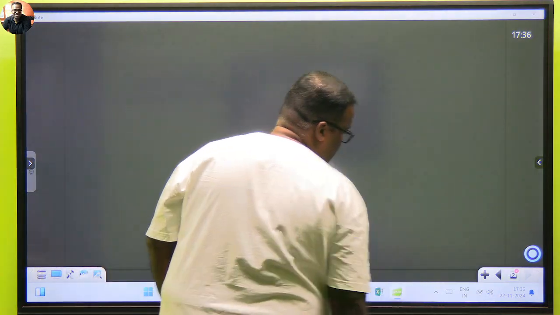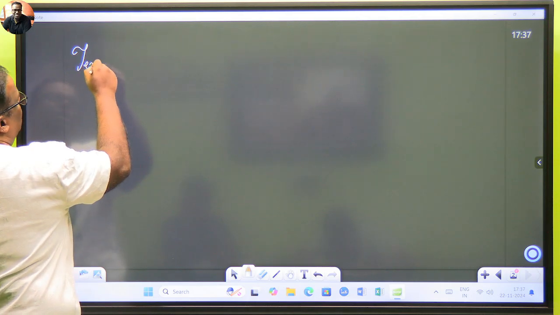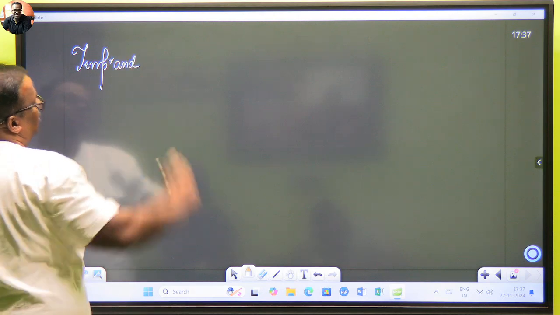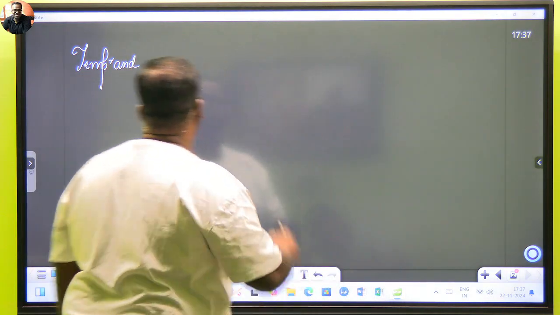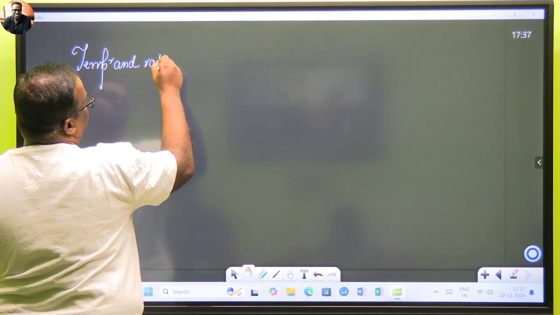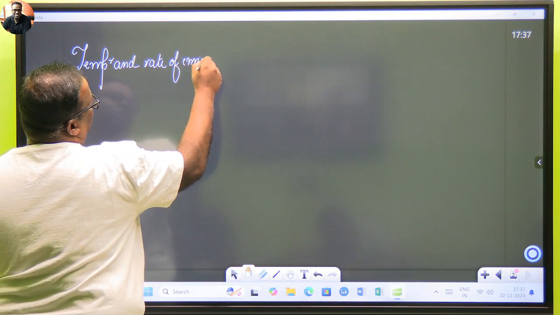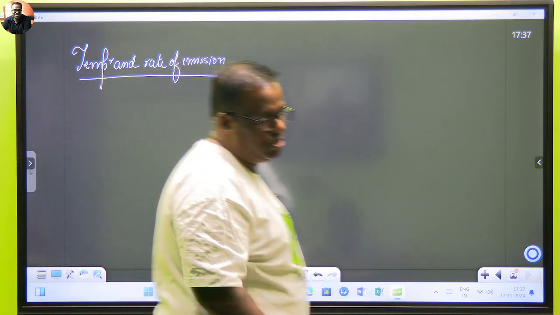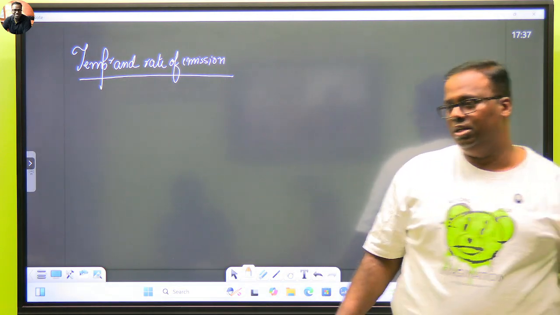Our next part is temperature, and these are very easy topics. You just need to understand the logic. It's about temperature and the rate of emission. Now, everything that we are talking about is in terms of the body releasing heat. Emission means the body releasing heat. The body is not absorbing heat.